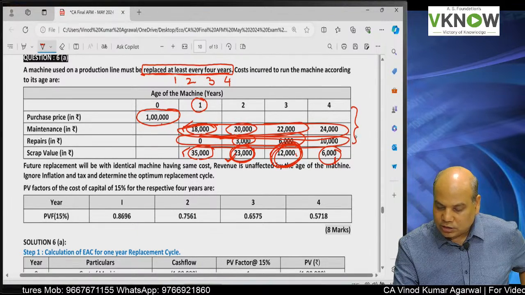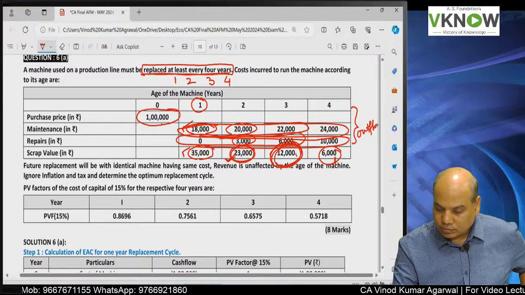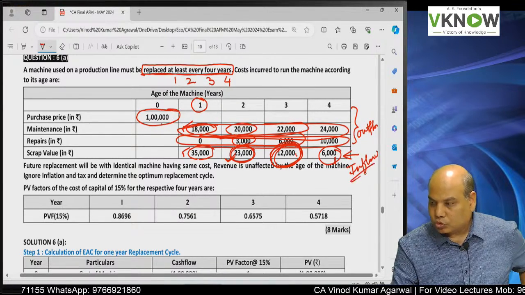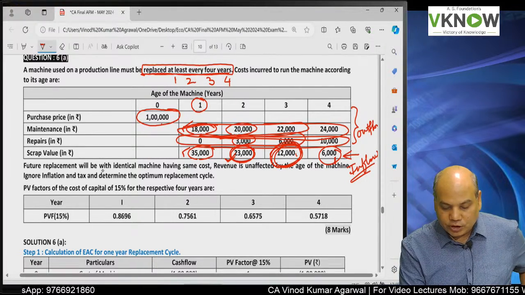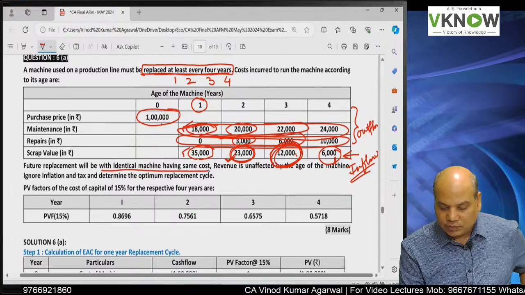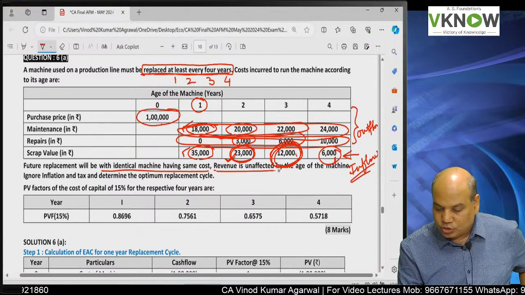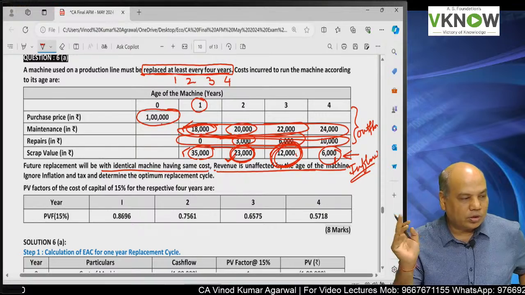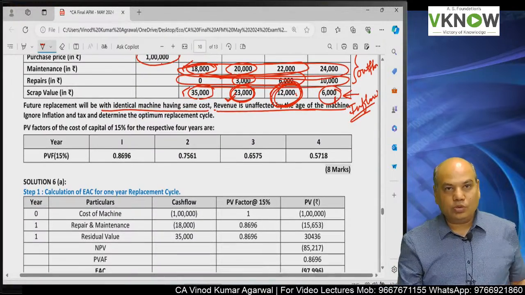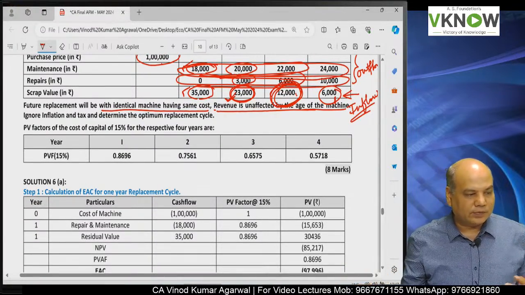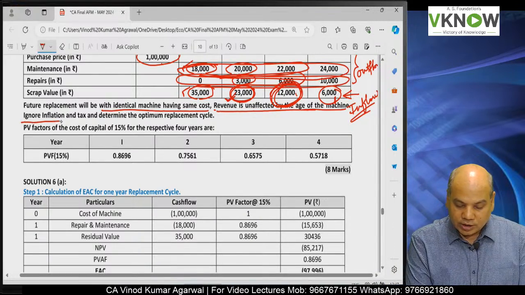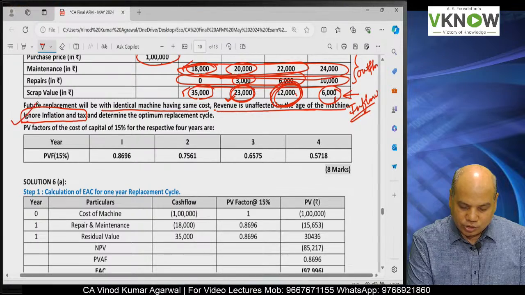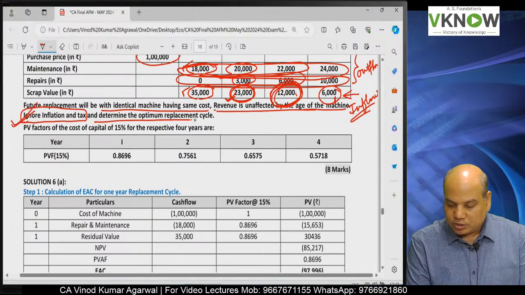These first 3 lines are your outflow, and scrap value is your inflow. So while solving the problem, be careful. Future replacement will be with identical machine having same cost. Revenue is not affected by the age of the machine. So we are not going to discuss revenue, because revenue does not get affected whether you replace it after 1 year, 2 year, 3 year or 4 year. Ignore income tax and inflation. Very good. Enjoy. And determine the optimum replacement cycle.